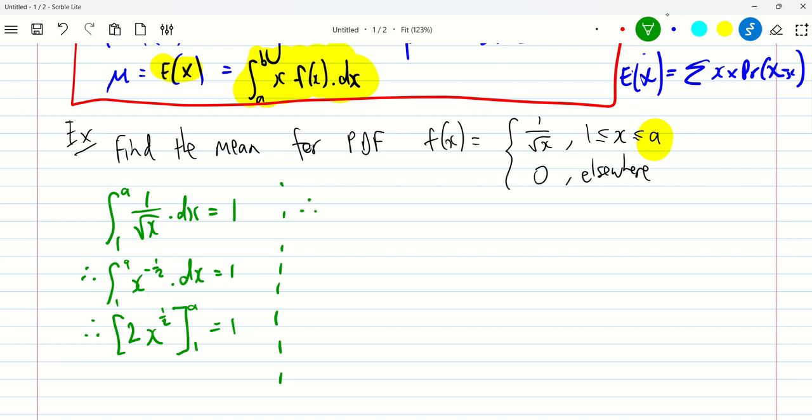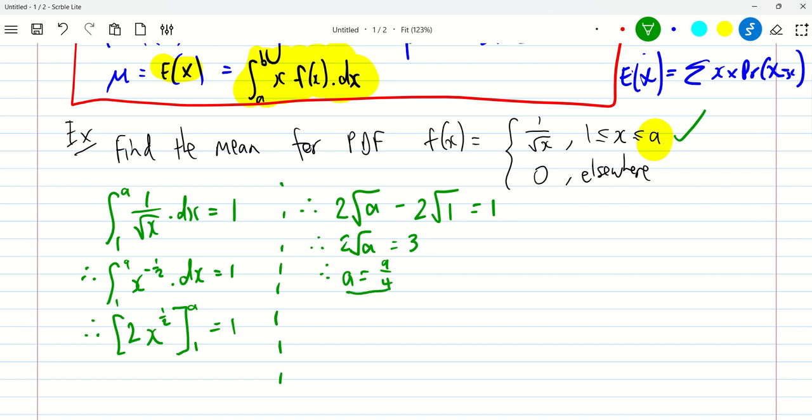Therefore, we've got 2 root a, minus 2 root 1, equals 1. Therefore, we have 2 root a minus 2. In fact, I'll just move that minus 2 over straight away, is equal to 1 plus 2, so that's 3. Therefore, a is equal to 3 over 2 squared, which will be 9 over 4. So a is equal to 9 over 4. So that's the first step. Now that we know a, we're good.